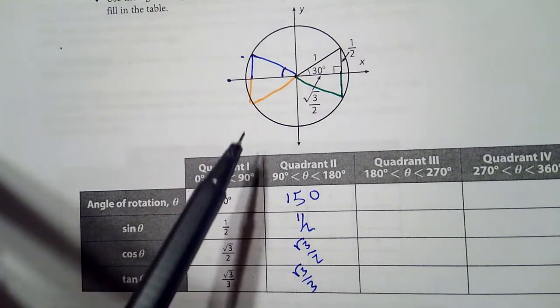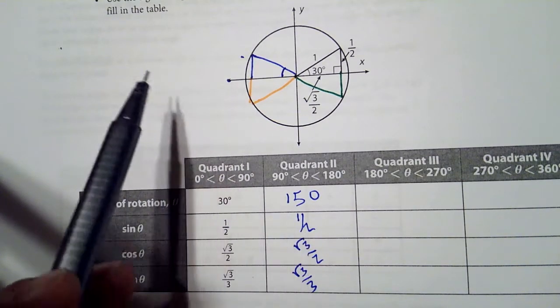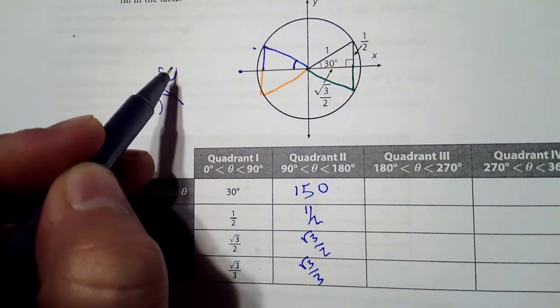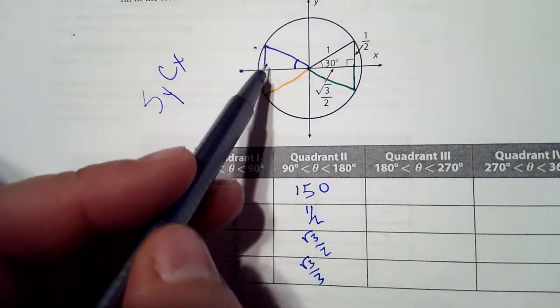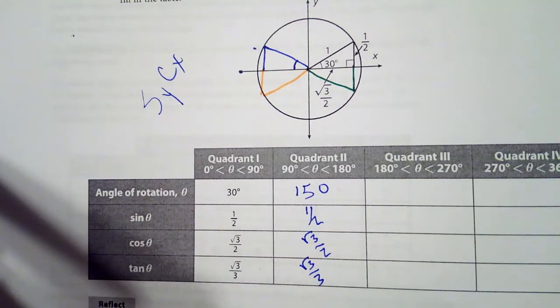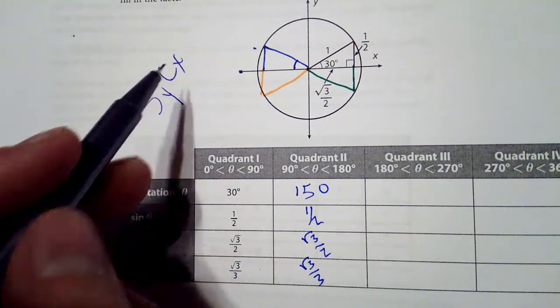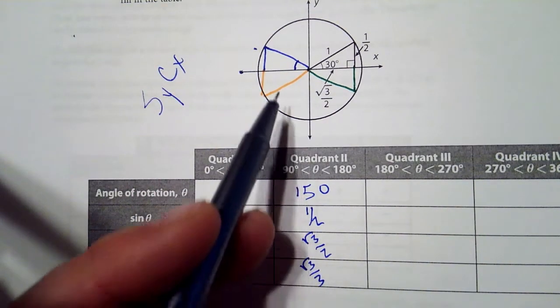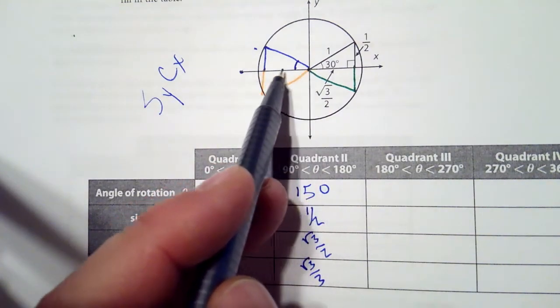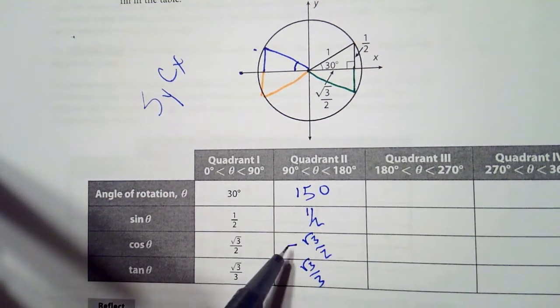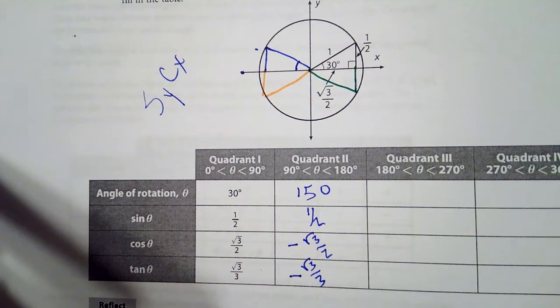Now we just got to deal with signs. Sine is my y value. Vertical, that's still positive, so it stays 1/2. Cosine is my x value. So this is my cosine. It's negative. Positive divided by negative, negative.